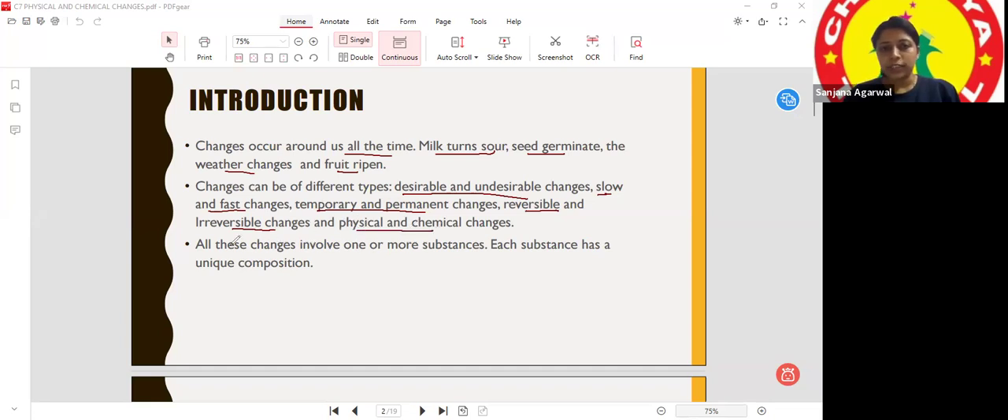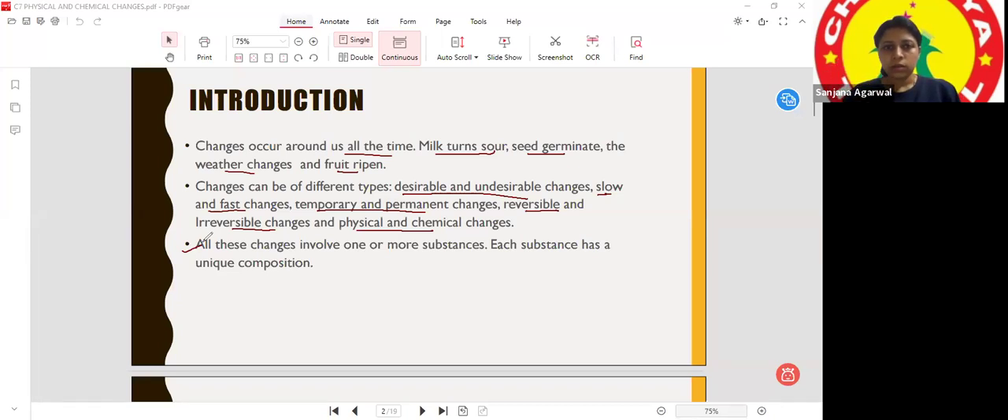And all these changes involve one or more substances, and each substance is a unique composition. The substance can be an element, or it can be a compound, means a single pure type of material, or it is a mixture of two or more metals or two non-metals, or a metal and non-metal, anything.